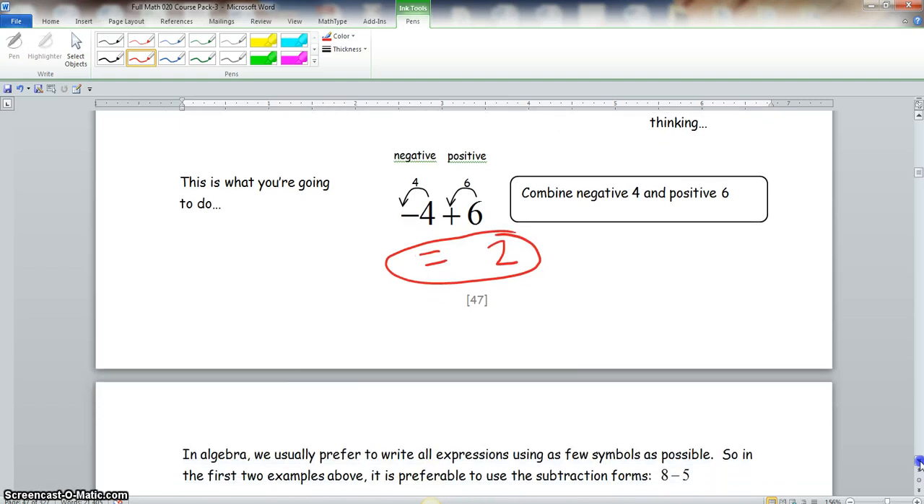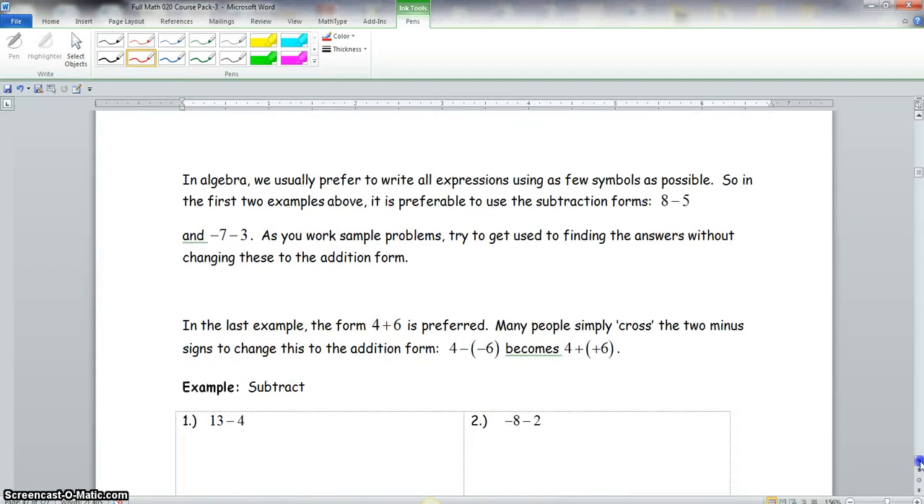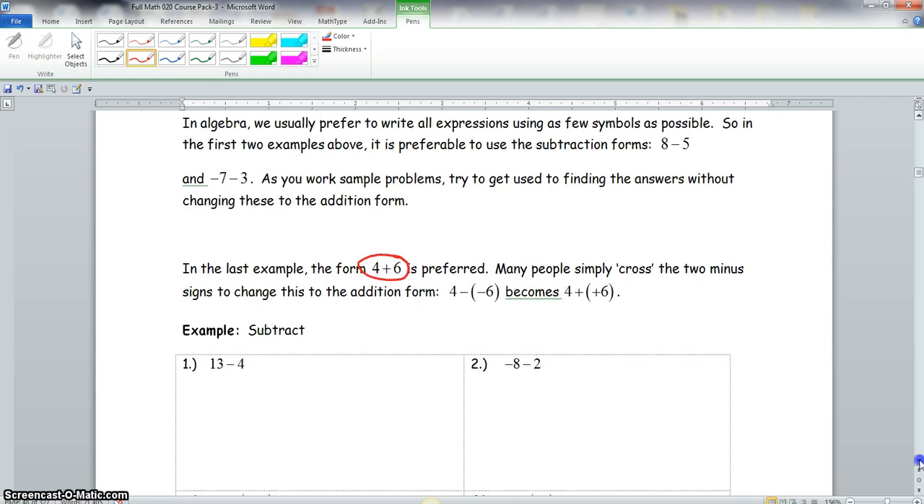Now we go here to the next page. It says in algebra, we usually prefer to write all expressions using as few symbols as possible. So in the first two examples above, it is preferable to use the subtraction forms 8 minus 5 and negative 7 minus 3 as you work sample problems. Try to get used to finding the answers without changing these to the addition form. In the last example, the form 4 plus 6 is preferred. Many people simply cross the two minus signs to change this to the addition form. 4 minus a negative 6 becomes 4 plus a positive 6, which you should write as just 4 plus 6. Okay, so let's go through this here.